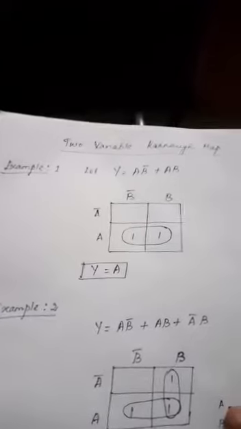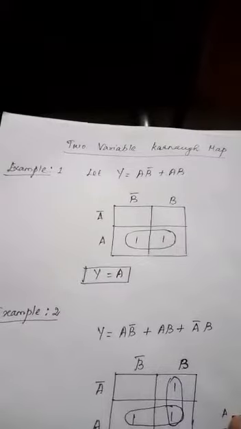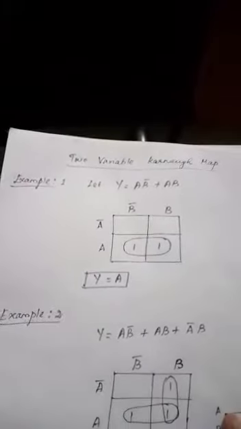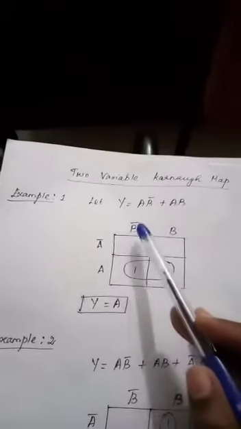For this, we have one example. Let Y equal A B bar plus A B. Now we are going to have the graphical representation using the Karnaugh map method. So first we draw a square and separate it into simple cells for the 2-variable Karnaugh map, and here we represent A bar, A and B bar, B. Now the first term is Y equals A B bar.